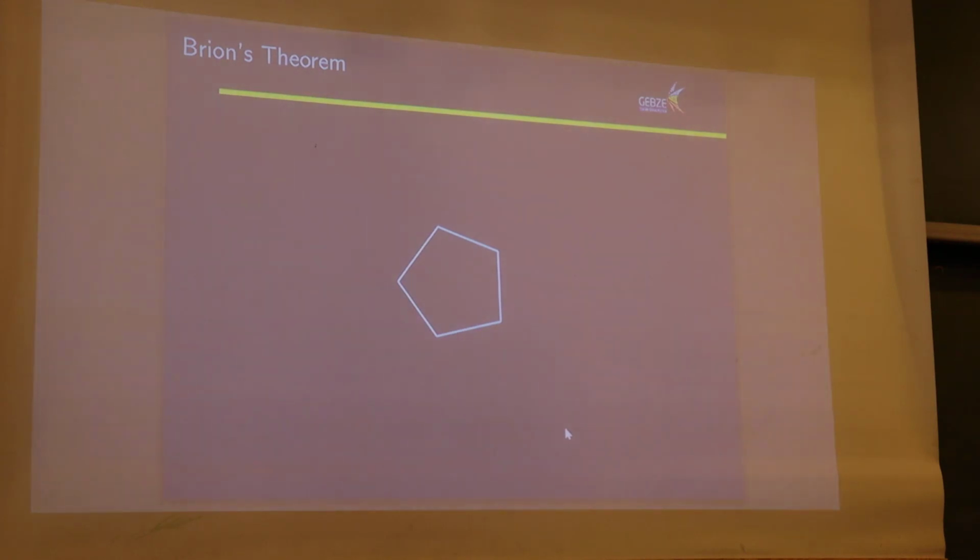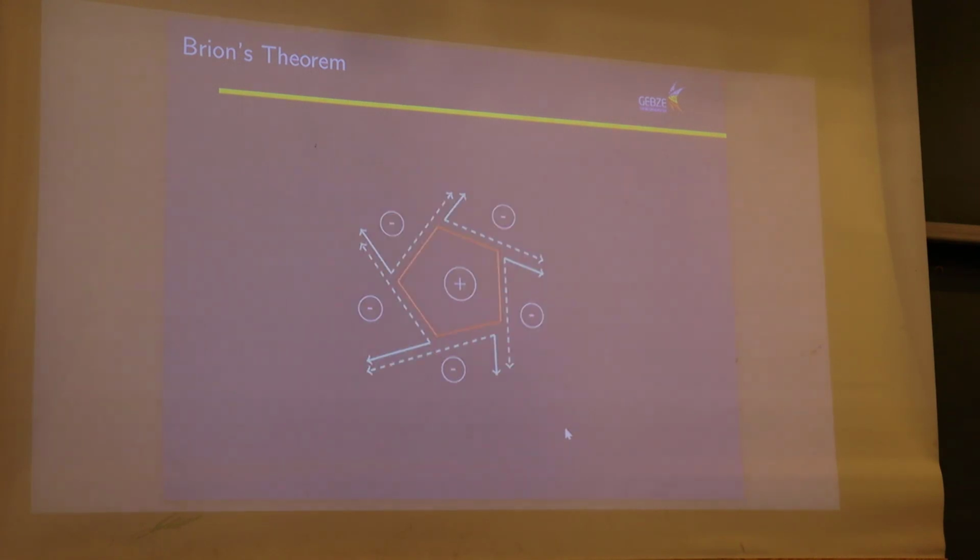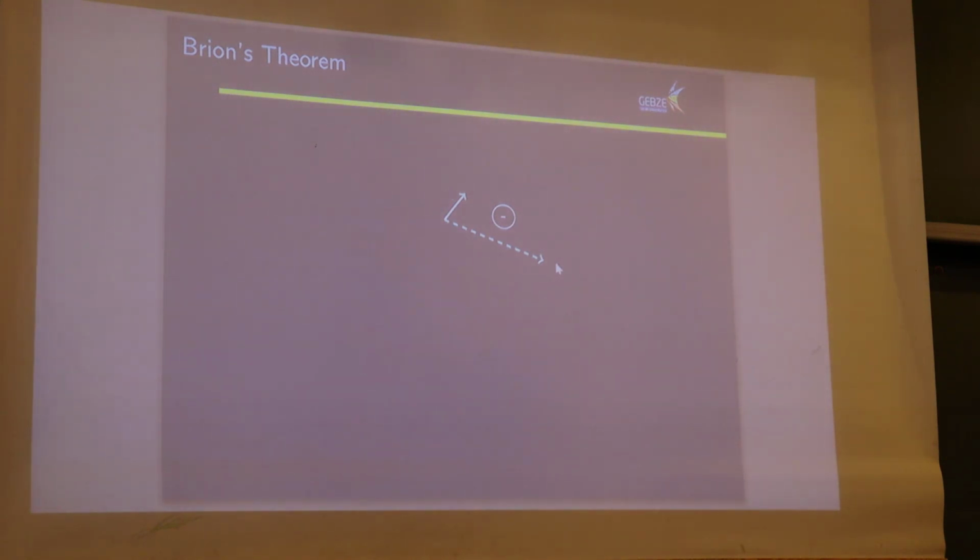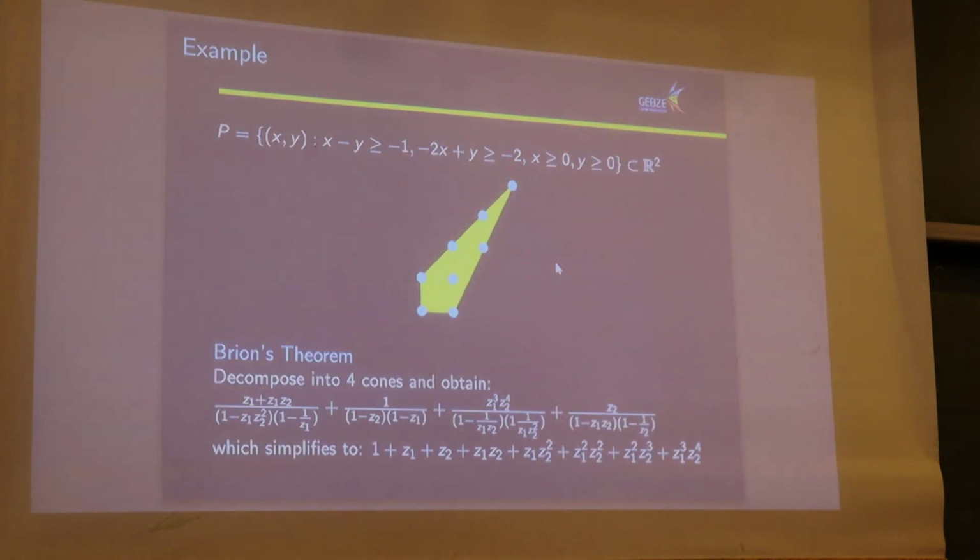And here's Brion's theorem, the example I tried to do with the pentagon. We want the generating function for the lattice points in this pentagon, and we said we take the plane, and we remove these blue cones, and I will take each one of them and I will just flip one ray, which means I will change the openness, the direction, and the sign, and I will do this for all 5. Here's the example.